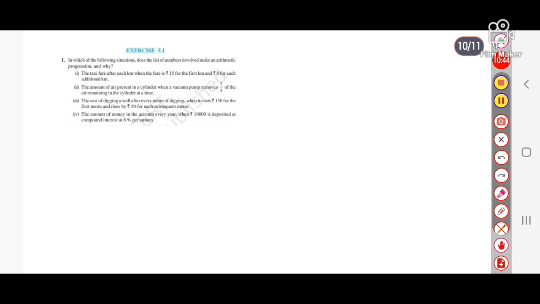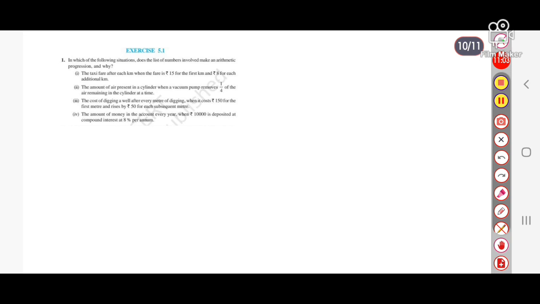In that situation, for every question you need to tell the same thing: that the common difference is not the same, so it is not an AP. Or the common difference is the same, so it is an AP. That will be the reason or the answer for the question that has been asked as why at the end of the sentence.